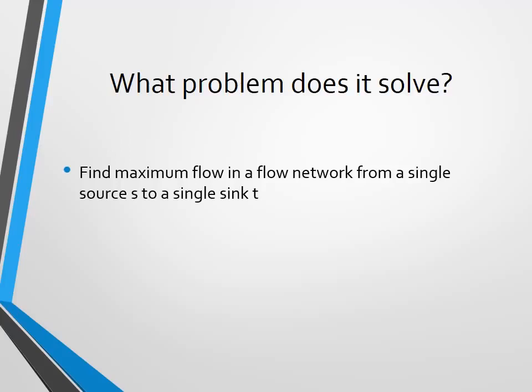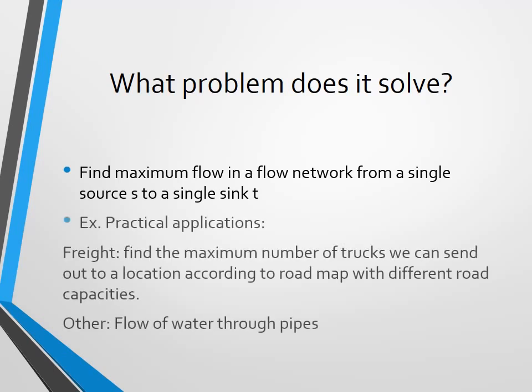So it's to find the maximum flow in a flow network from a single source S to a single sink, also called terminal, T. We can use this algorithm to solve problems in many different situations, like for example freight. A company might want to know what's the maximum number of trucks they can send from one place to another, according to a road map, where roads have different capacities.